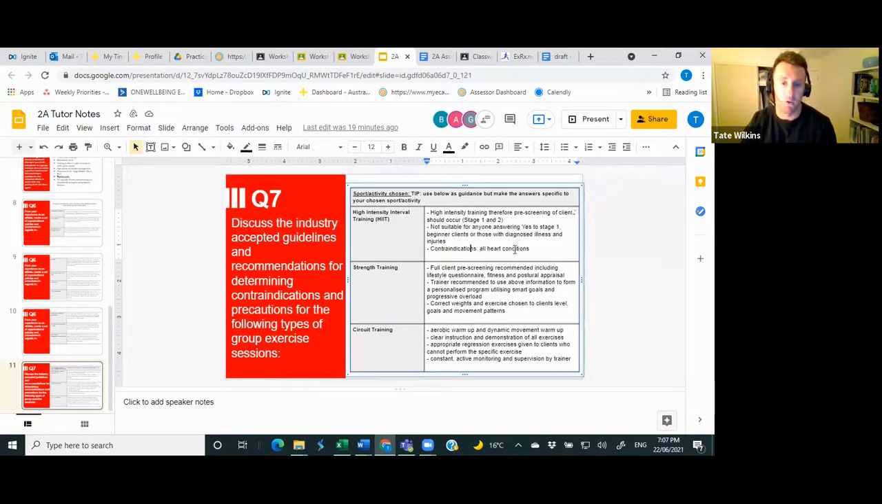So I'll put down all heart conditions. It's probably the main thing to worry about. With the strength training, the precautions, I guess, again, we want to do a pre-screening.